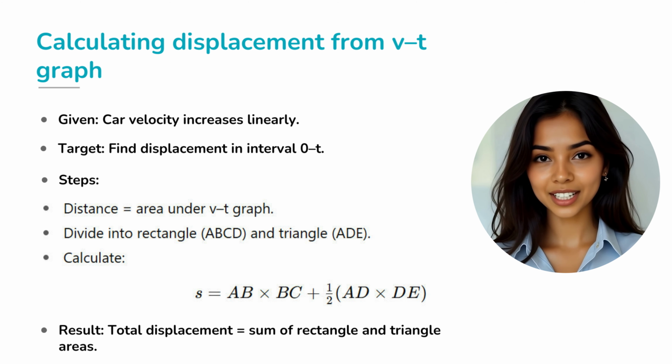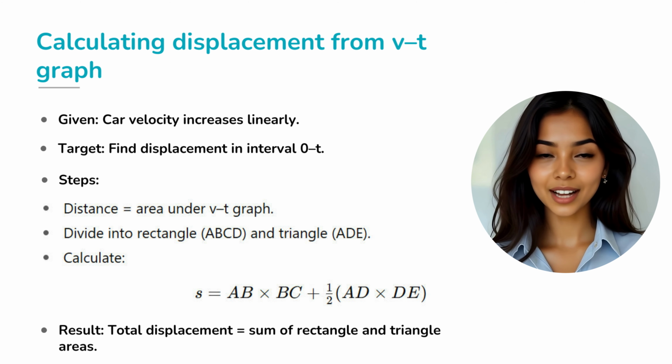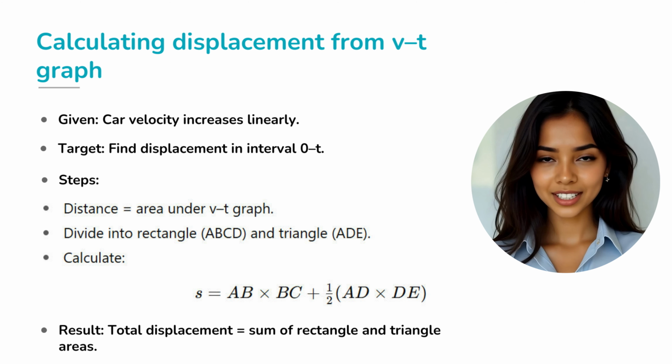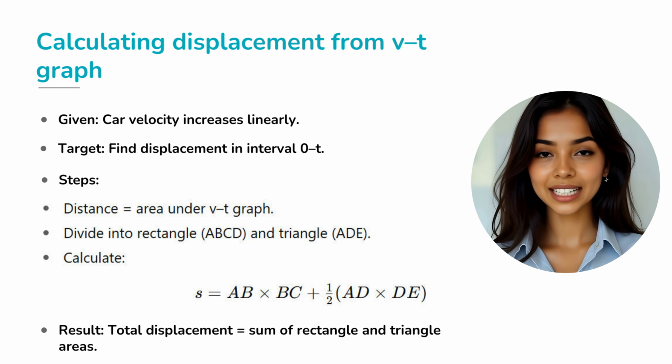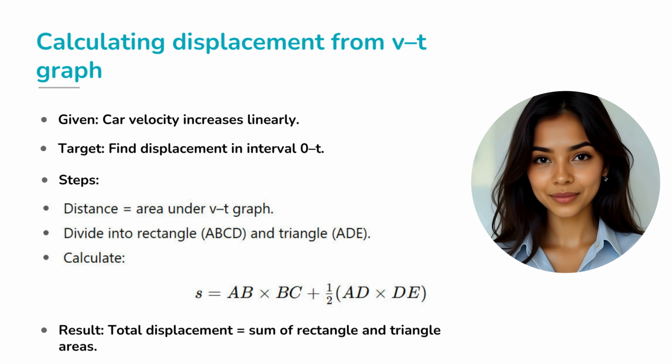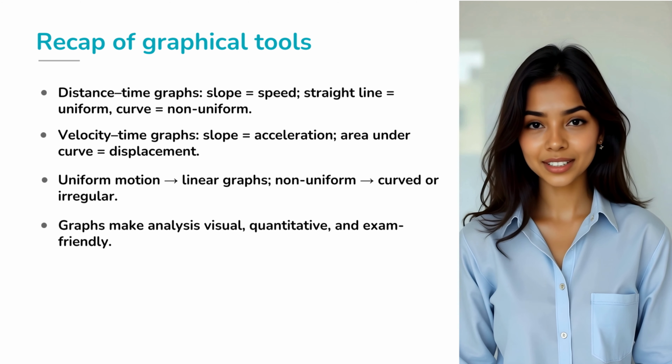The key exam tip: always divide complex graph shapes into simple ones like rectangles and triangles to calculate areas. So, let's wrap up. Distance-time graphs tell us about speed, slope equals speed. A straight line means uniform motion, while a curve means non-uniform. Velocity-time graphs tell us about acceleration, slope equals acceleration, and area under the line equals displacement.